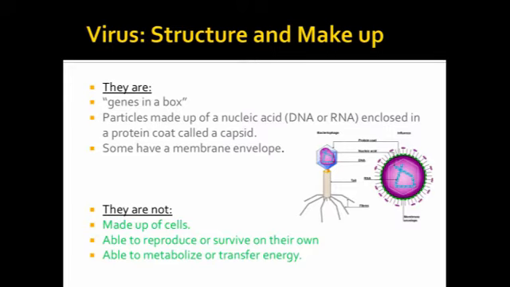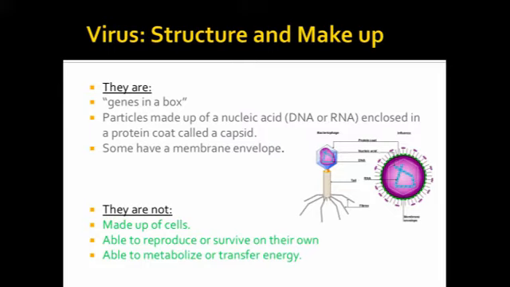What are viruses not, then? They are not made up of cells. Therefore, they're not considered a living organism. They do not have the ability to reproduce or survive on their own. They need another mechanism to help them multiply and make more of their little parts. They cannot metabolize or transfer energy, which means they cannot go through cellular respiration. They can't take in a chemical and change it into ATP. They also cannot go through photosynthesis, which converts the sun's energy into molecules. And they cannot decompose or break down any kind of nutrients. So therefore, they're really not a living thing.